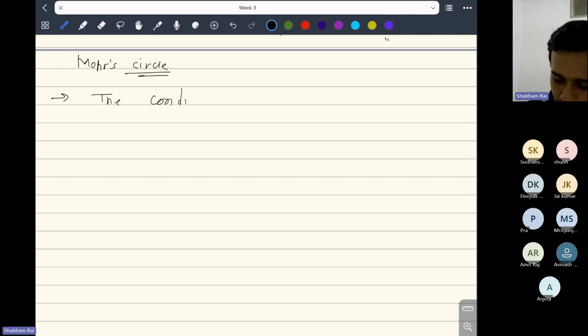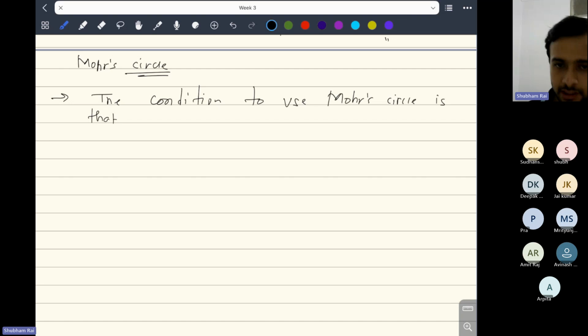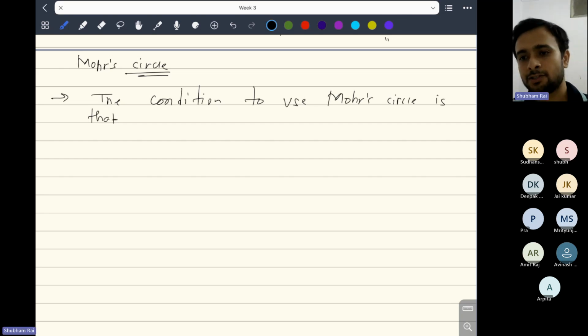There is a condition to use Mohr circle. What is the condition? Can you tell me? You would have studied it in the lectures. The condition is that your plane normal should be perpendicular to one of the principal directions, right?